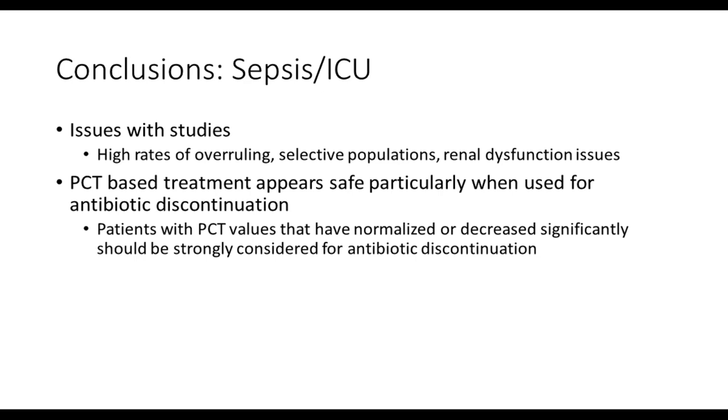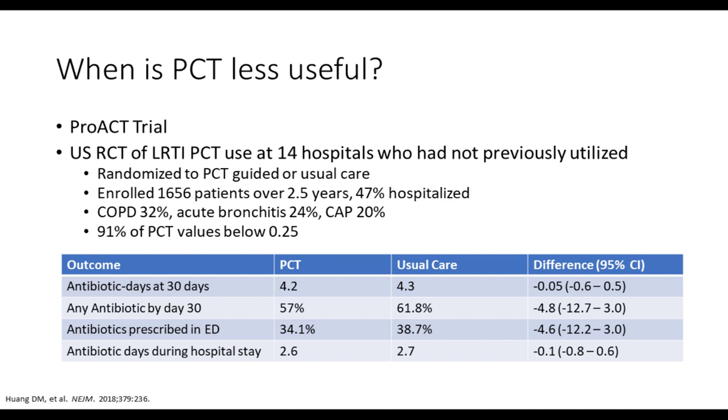There are some issues with the sepsis studies. They do have a lot of overruling. I will mention in that Dutch study, it was 90% compliance at 24 hours after the recommendation. There are selective populations with different problems. The renal dysfunction issue does come in here, with acute kidney injury and some of those mid-range values. But my take on this is procalcitonin-based treatment appears safe, particularly when we're using it for antibiotic discontinuation. And patients with PCT values that have normalized or decreased significantly should really think about stopping antibiotics.